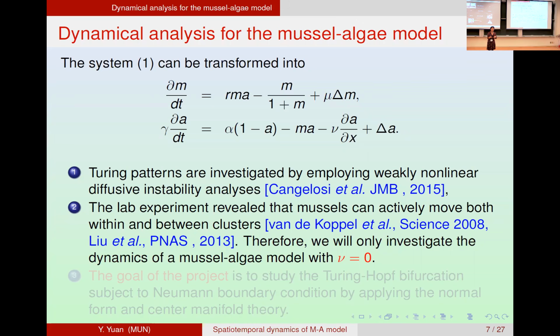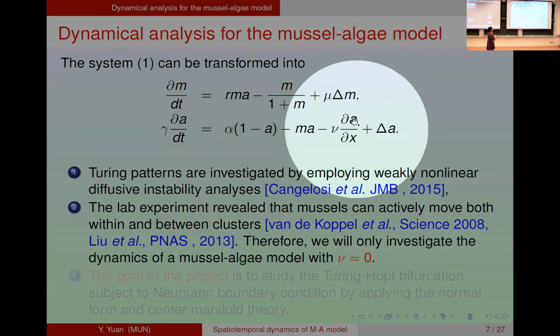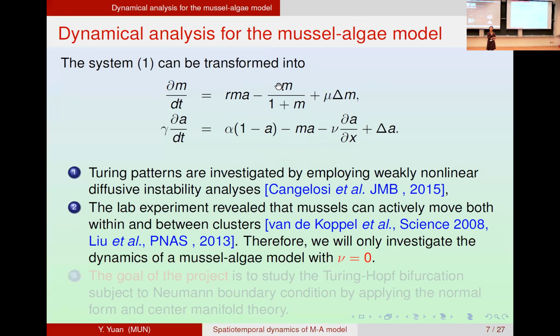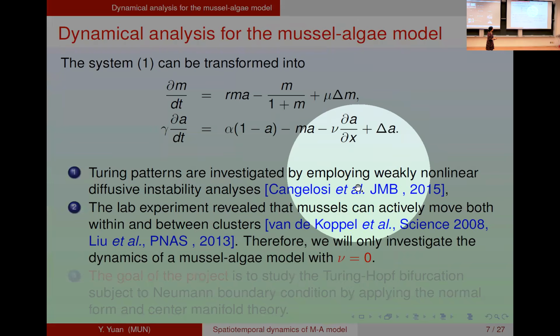So in most of the work so far, although the model has the advection term, most of the work just assumes V is 0. Of course, it's easy to analyze, right? And also, from the biological background, it's no big difference in a small scale space. So in our model, we also assume V equals 0 here.